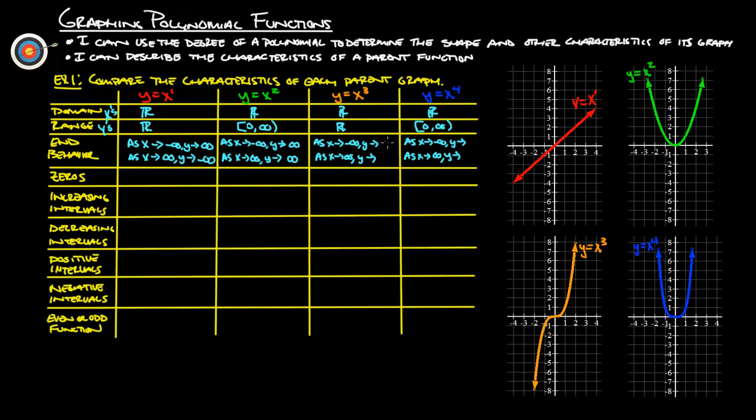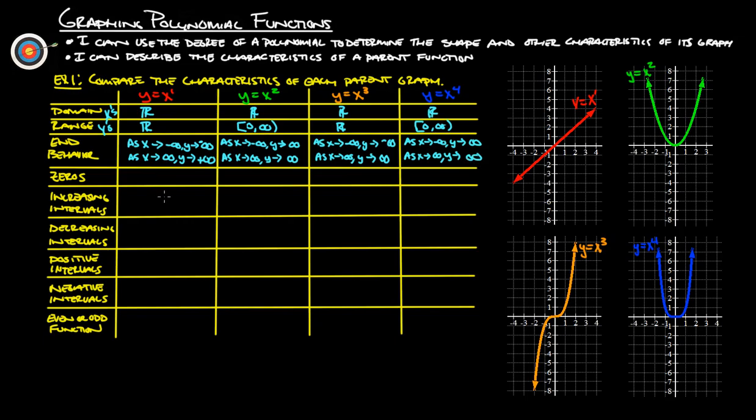Oops, did I mess this up? I did these backwards, sorry. As x goes to negative infinity, y goes to negative infinity. As x goes to positive infinity, y goes to infinity. And on this one, as x goes to negative infinity, y goes to infinity, and as x goes to positive infinity, y still goes to infinity. So these are both infinity.